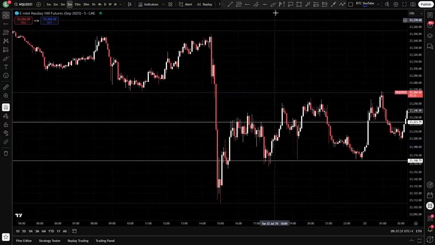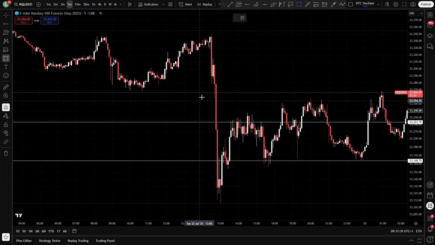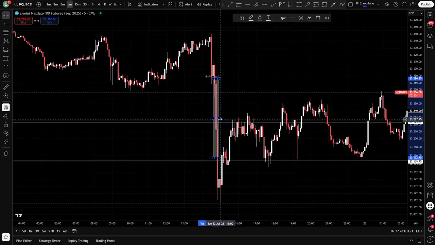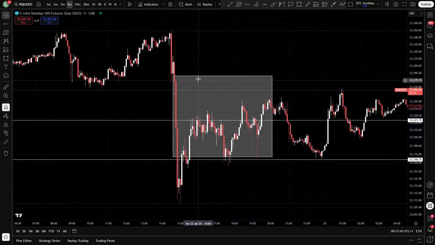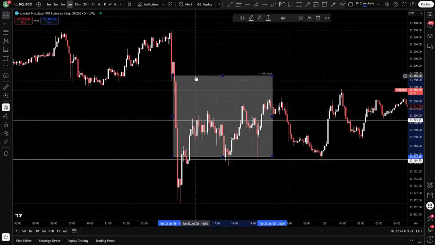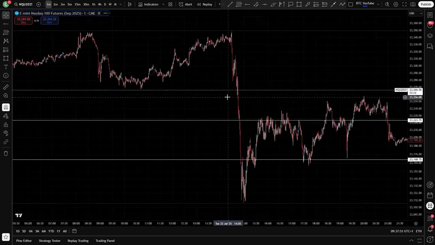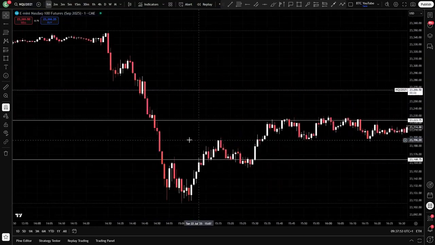The problem with this is there was no real fair value gaps that were worth taking, because look at the size of this fair value gap. This is pretty ridiculously huge. On the 5 minute, it was absolutely monstrously big. And to be honest, there weren't really any good entries after this huge move to the downside here.